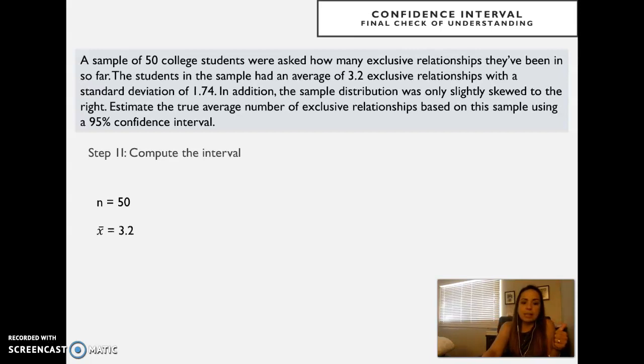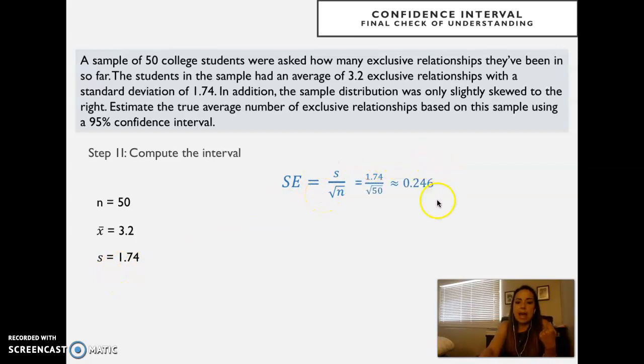We know the sample size. We know the average of the population, at least we have an estimate of it through our sample. We know the standard deviation of the population because we're estimating it from our sample. And so we know the standard error, which is standard deviation divided by square root of n. And that would give us 1.74 divided by square root of 50, about 0.246.